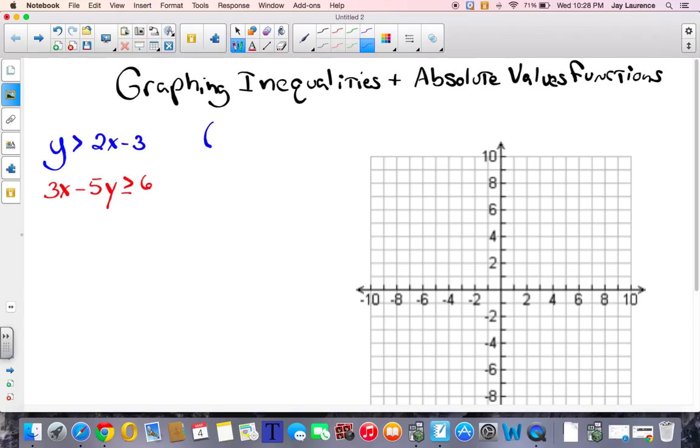First one, the y-intercept is what? 0, -3. Okay, right there. And then I rise a slope of 2 over 1. So I'm going to rise 2, run 1, rise 2, run 1, rise 2, run 1. Now it's an inequality, and it's not equal to. It does not say equal to, so that's when I have to use the broken line. Okay, like that. I'm going to extend it the other way.